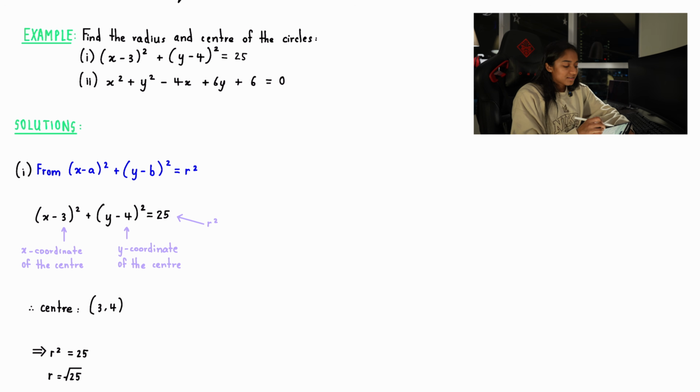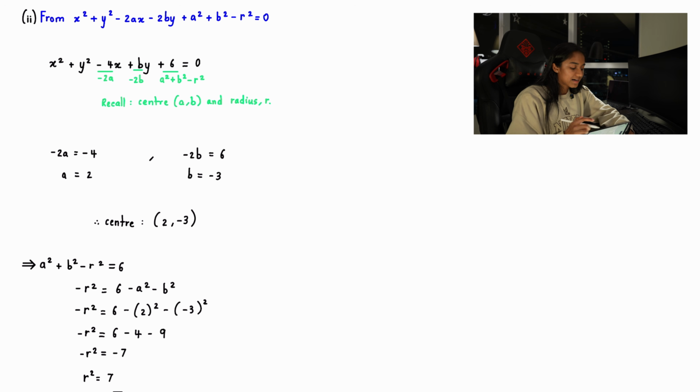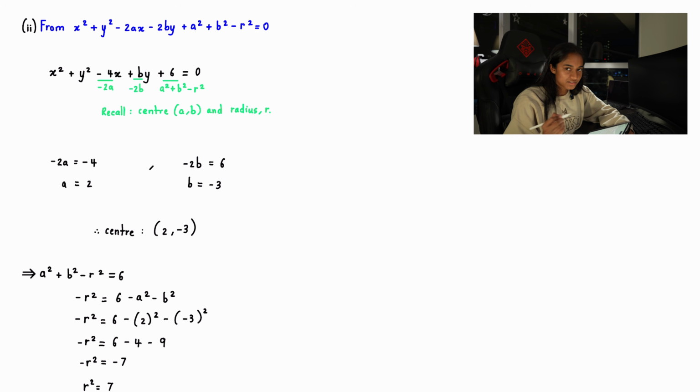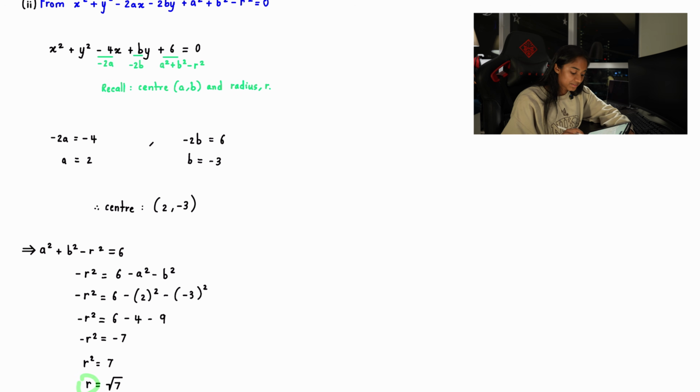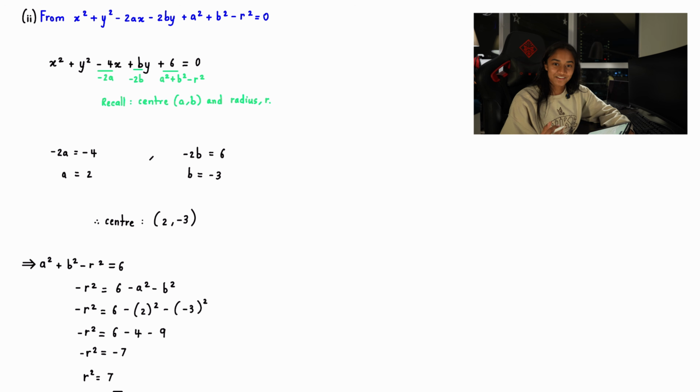Looking at the second part, x squared plus y squared minus 4x plus 6y plus 6 is equal to 0. We can see that from the actual general equation, minus 2a is equal to minus 4. Minus 2b is equal to 6. So therefore, we just simplify and a is equal to 2 and b is equal to minus 3. And therefore, the center, which is (a, b), would be (2, minus 3). So now to find the radius, all we're going to do is remember this equation, substitute what we already have, and then solve for r. And we know that the radius would be the square root of 7.